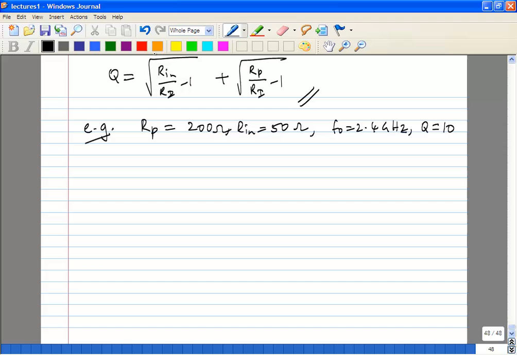What was the earlier Q when we did this using the L match? 1.73, root 3. So it's very small, which means it's a very broadband match. But suppose you need a very narrow band match. So let's put this condition that the Q is 10. So first step is to find out Ri.